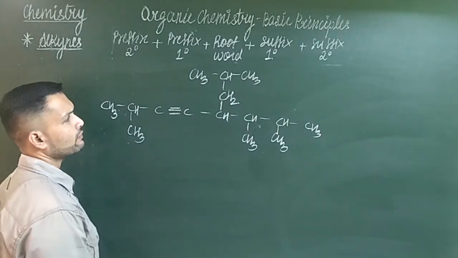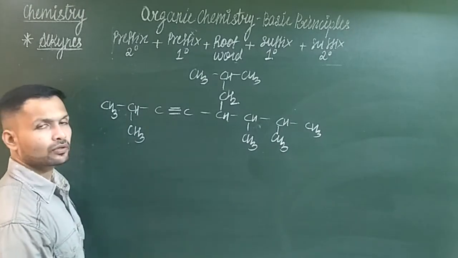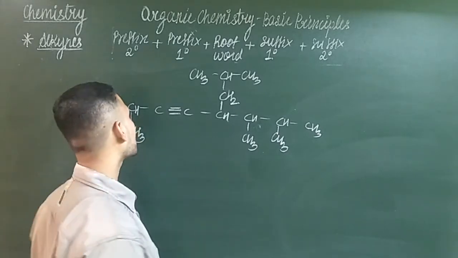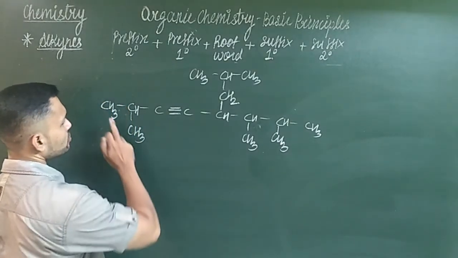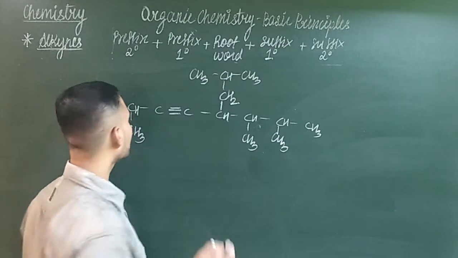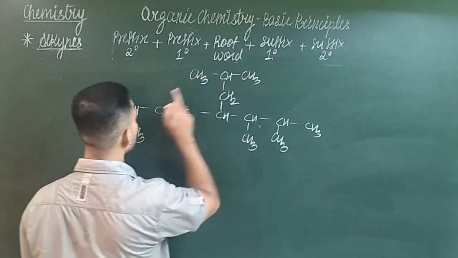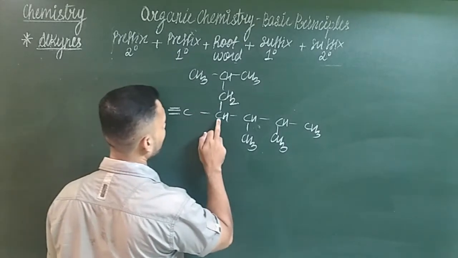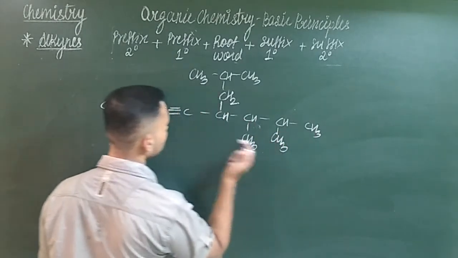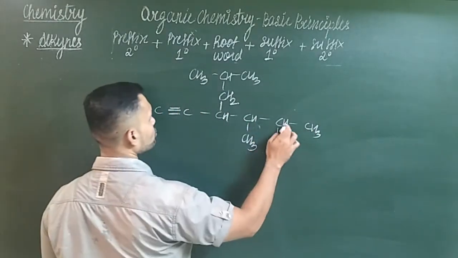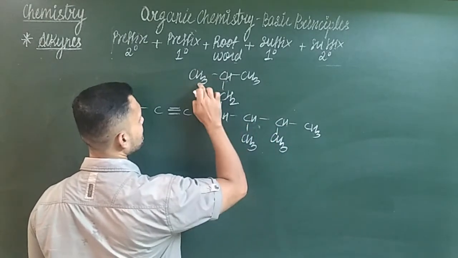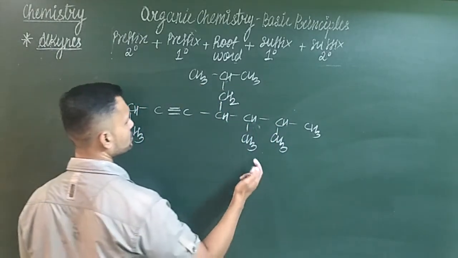So, now have a look over here. Again, we'll follow the basic rules. What will it be? Select the longest chain. So, obviously, it should include that triple bond. So, 1, 2, 3, 4, 5, 6, 7, 8. 1, 2, 3, 4, 5, 6, 7, 8. So this is also 8. 1, 2, 3, 4, 5, 6, 7. So it's of no use anyway.